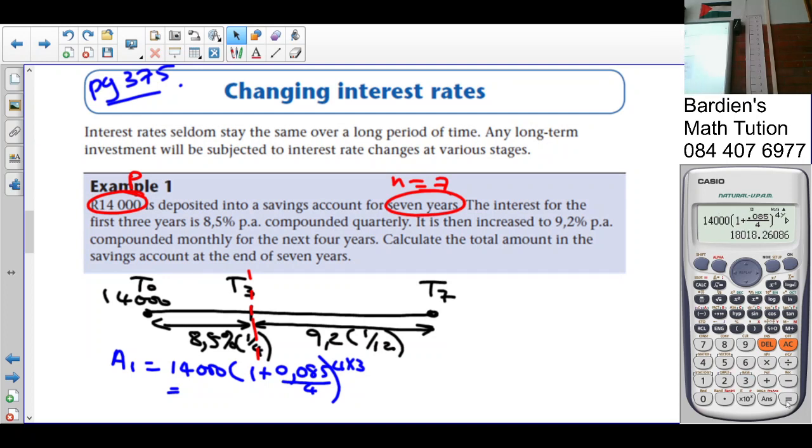It gives you 18,000 and 18 Rand and 26 cents. Okay, so that is the amount lying in the account at that point. Not so?